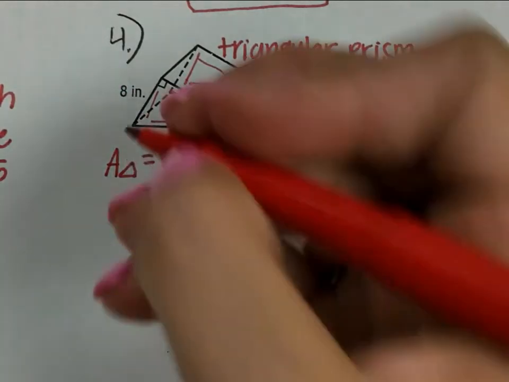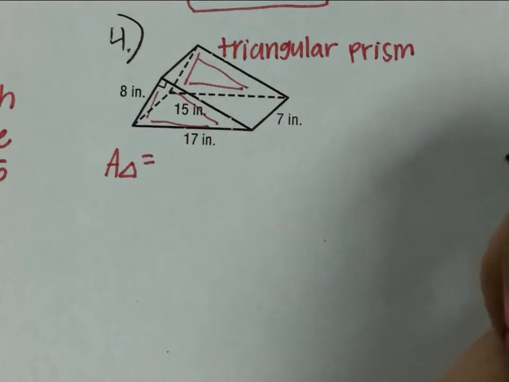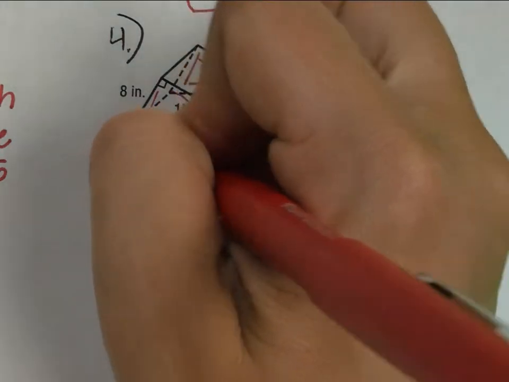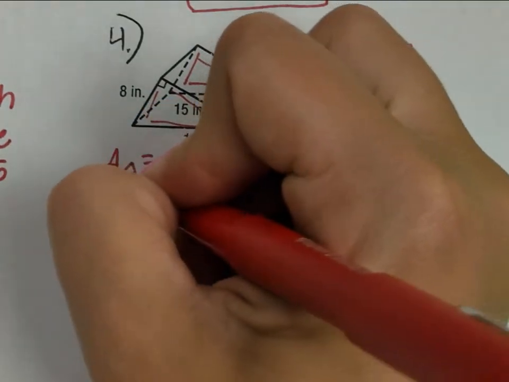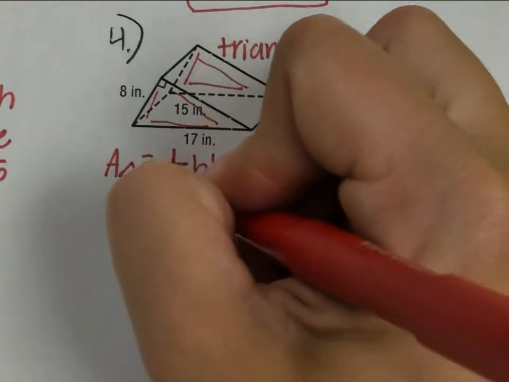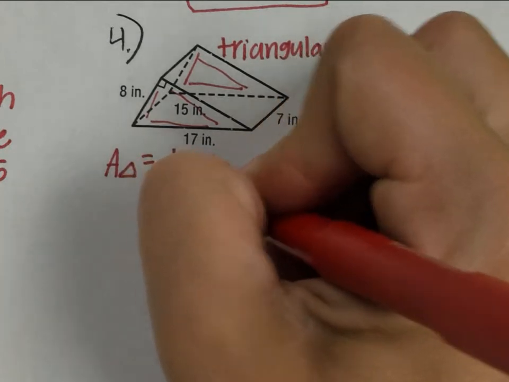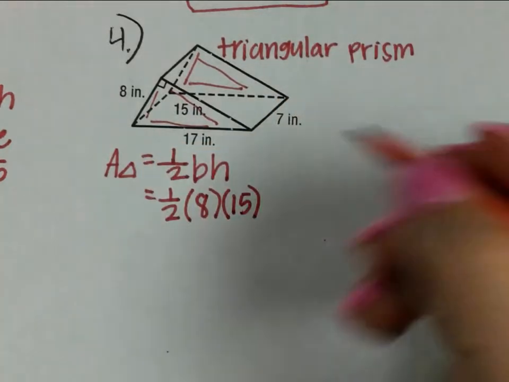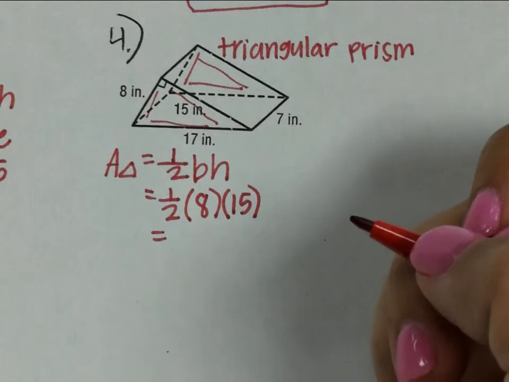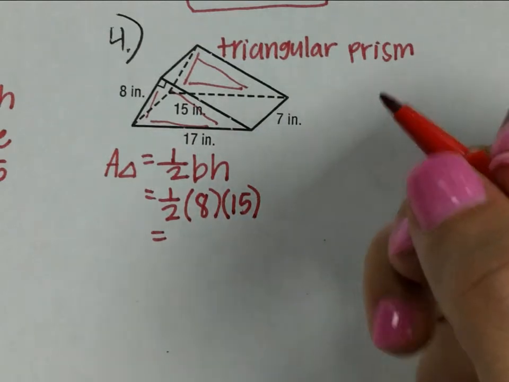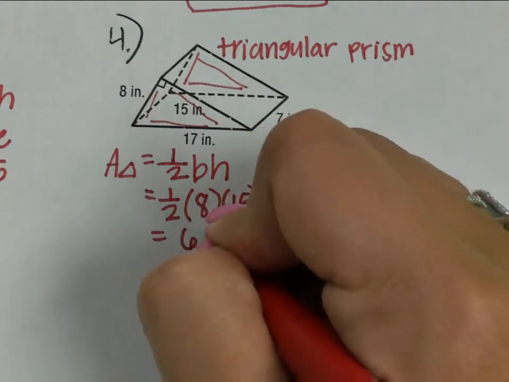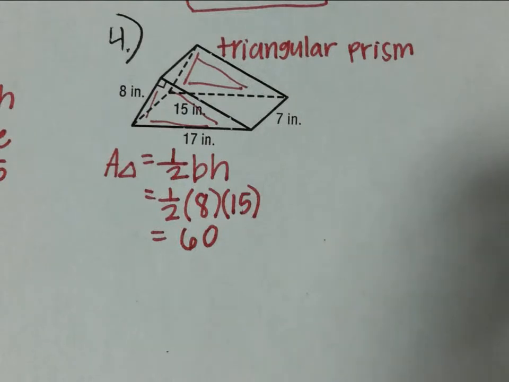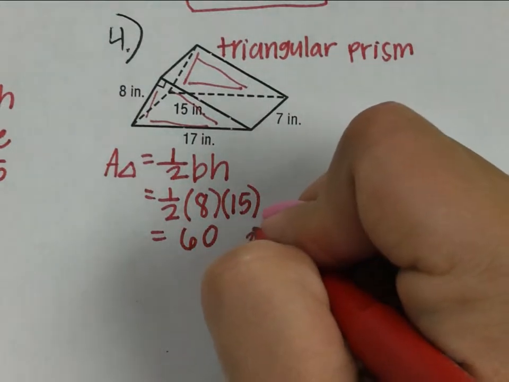Okay. So what's my formula for area of a triangle? 1/2 base times height. So that means I've got 1/2 times 8 times 15. Somebody tell me what that is. 60. And how many of those do I have? 2. I've got 2 of those, so I'm going to put a little 2 right there.